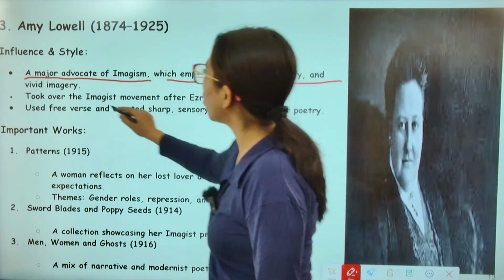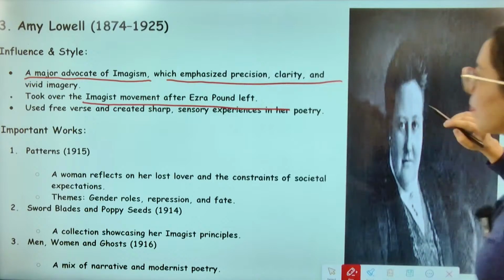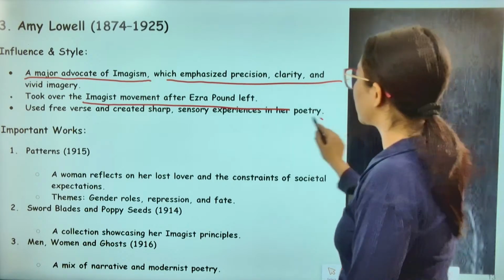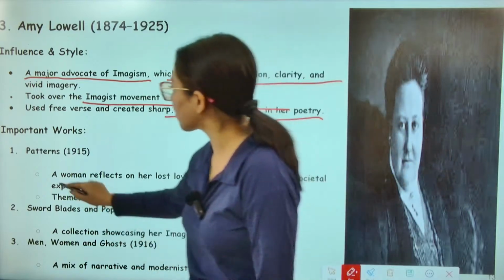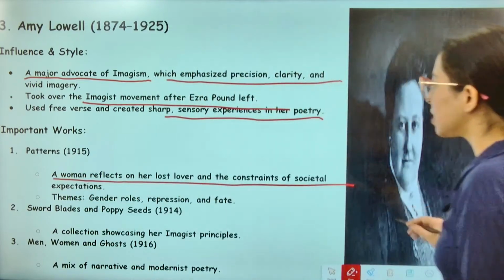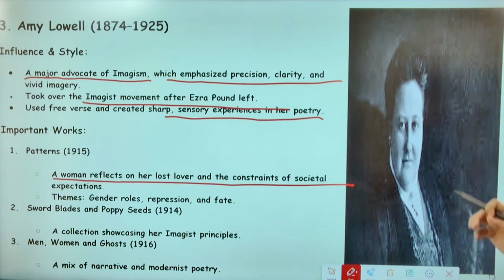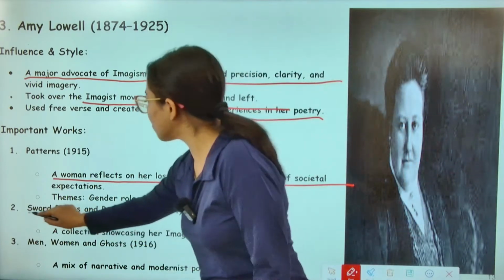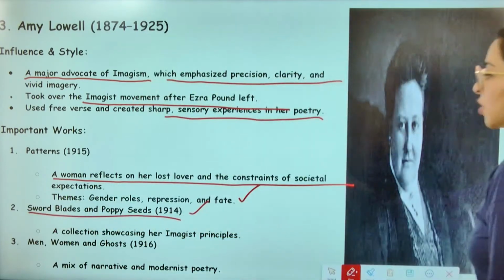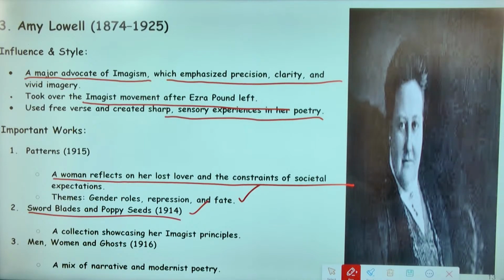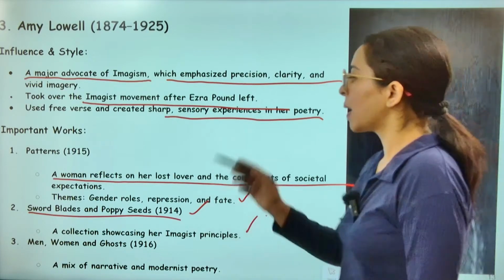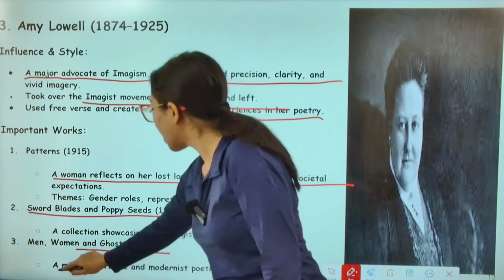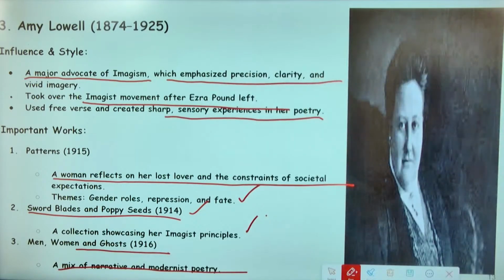imagery, took over the imagist movement after Ezra Pound left, used free verse and created sharp, sensory experiences in her poetry, impact works. A woman reflected on her lost lover and the constraint of societal expectations, themed gender roles, repression, and fate. Sword Blades and Poppy Seeds, a collection showcasing her imagist principles. This was another collection. Men, Women, and Ghosts. अलग इनका collection था 1916 का. A mix of narratives and modernist poetry.